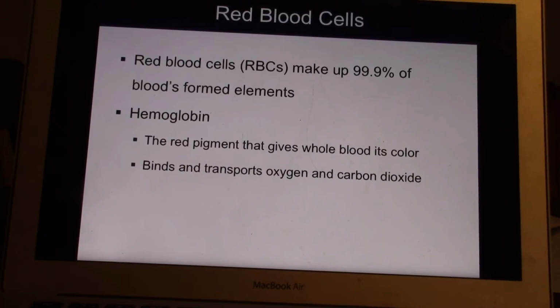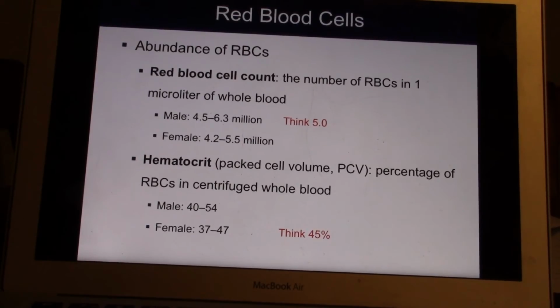You remember it from 112 because it was that wonderful protein that had 4 parts, and we learned about it, and we learned about sickle cell hemoglobin and so forth. We'll talk on those things again.